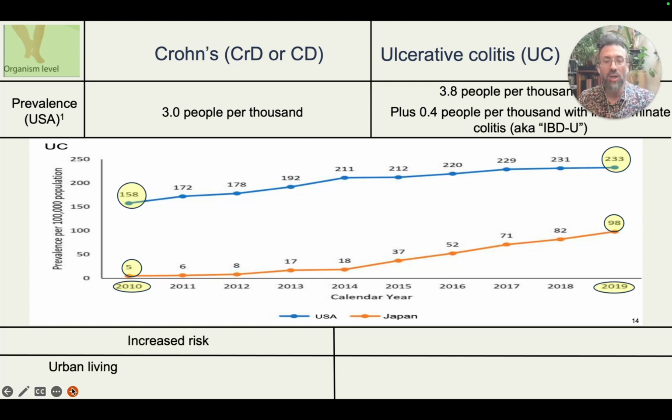So I want to talk about things that increase risk. Urban living increases risk. An unhealthy diet increases risk. Having antibiotics early in life increases risk, and having leaky gut increases risk. I'm going to talk about some of these things in more depth later.